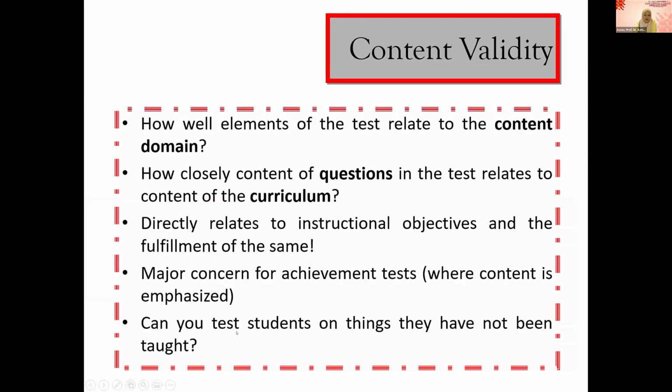Okay. So content validity: how well elements of the test relate to the content domain. So how closely the content of questions in the test relates to the content of the curriculum, directly relates to the instructional objective and the fulfillment of the same. Major concern of the achievement test where content is emphasized. Can you test students on things that they have not been taught? It's something like that. You never taught the student about that one, then suddenly you ask, cannot. So that is actually the content. The content must be valid. So I already explained how for you to test this content validity.